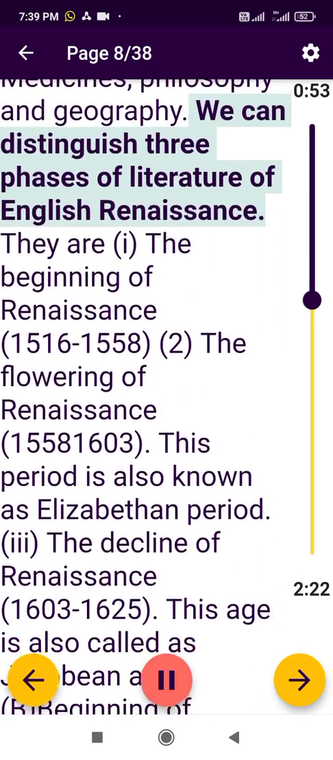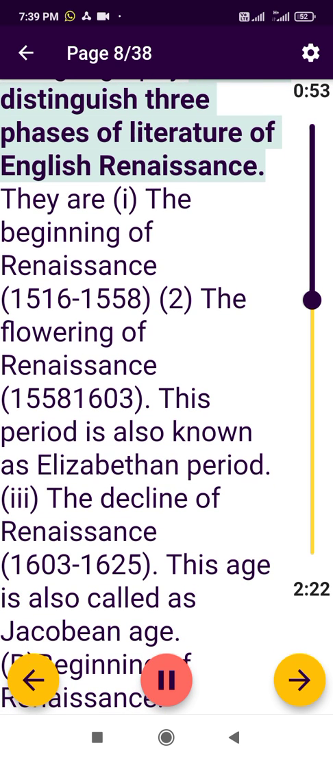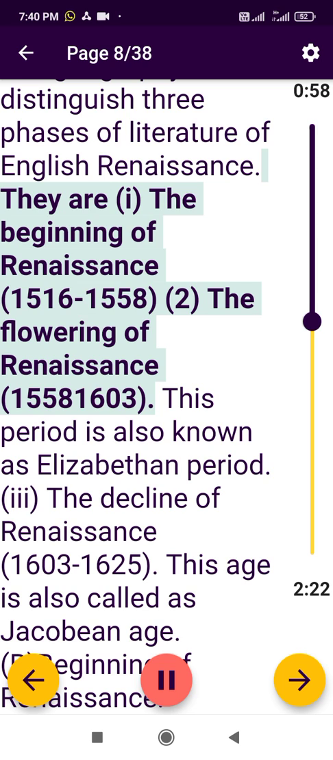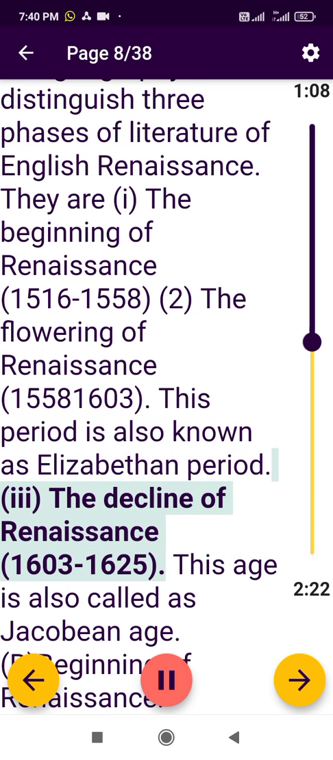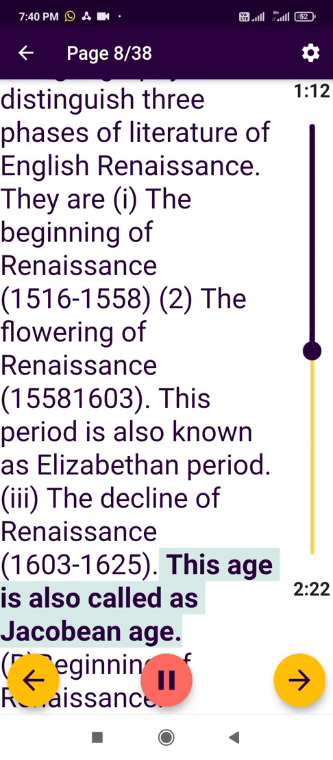We can distinguish three phases of literature of English Renaissance. They are, I. The beginning of Renaissance, 1516-1558. 2. The flowering of Renaissance, 1558-1603. This period is also known as Elizabethan period. 3. The decline of Renaissance, 1603-1625. This age is also called as Jacobean age.